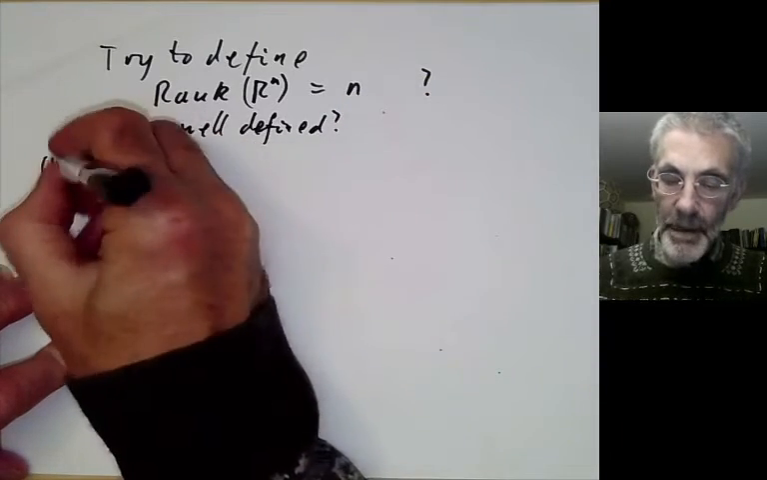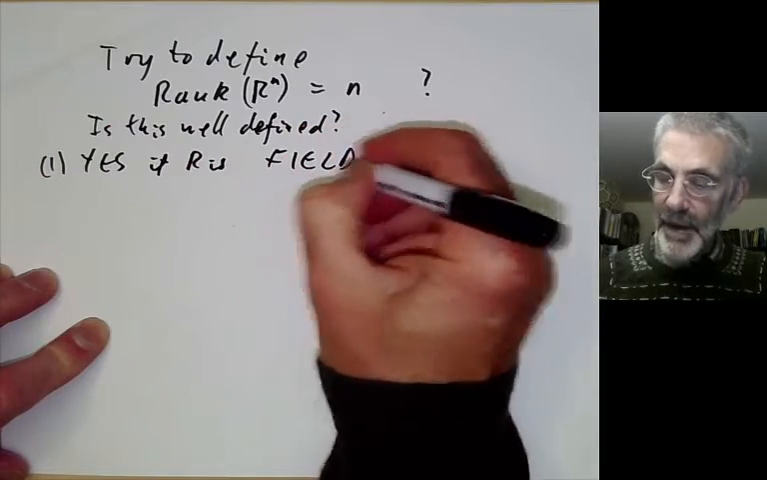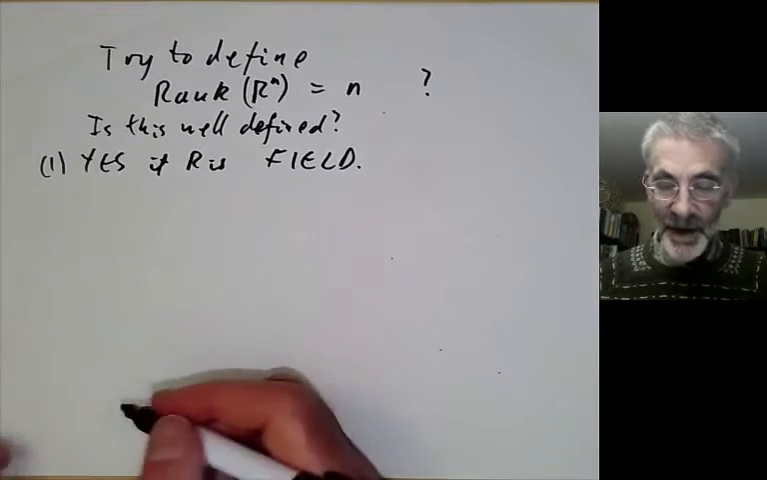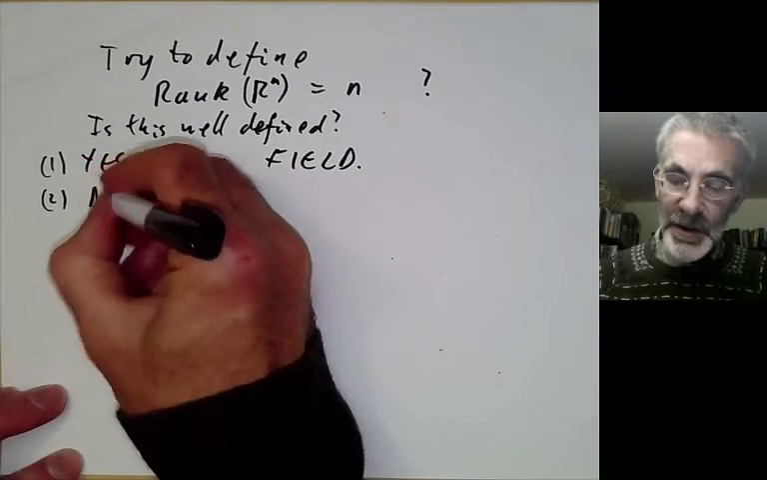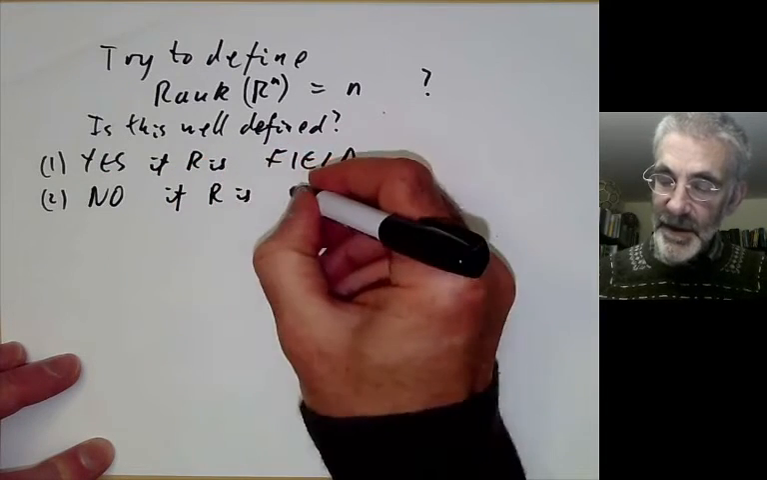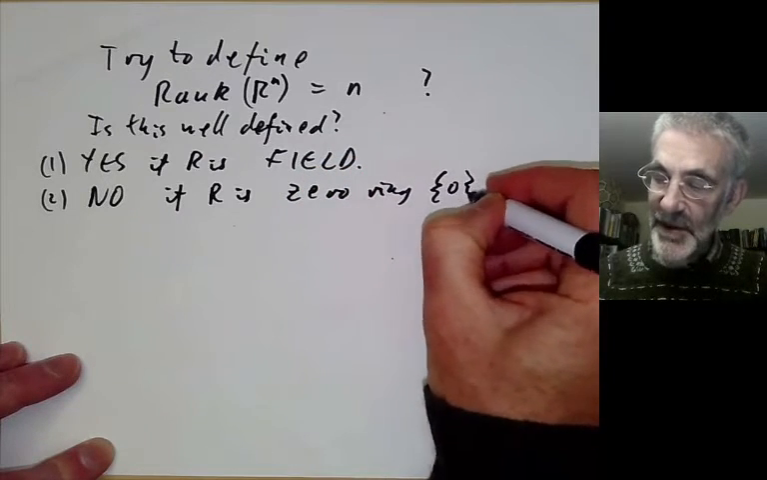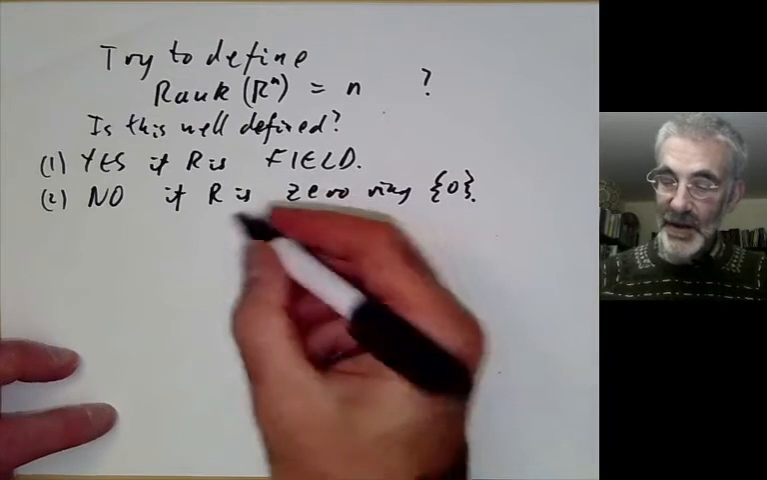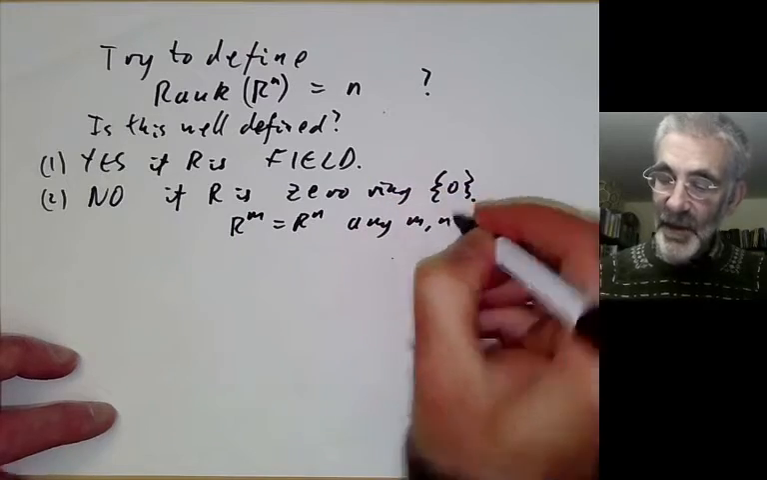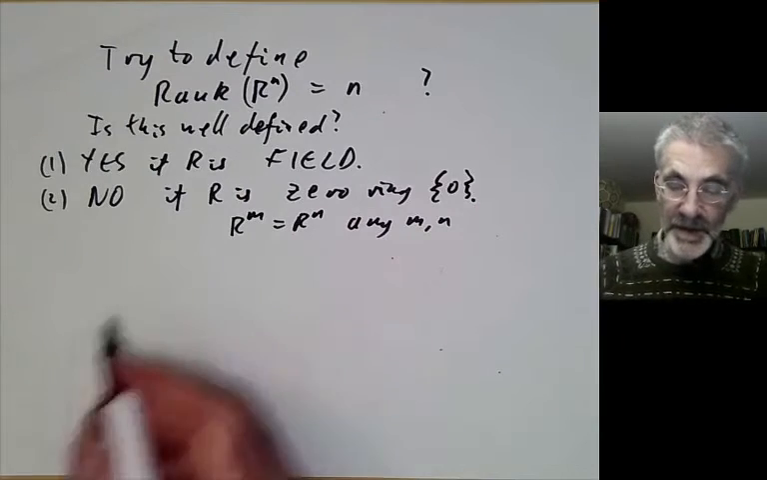Well, first of all, yes, if R is a field. We just saw this, that you see in linear algebra, the dimension of a vector space is well defined. You also notice that it's not, for stupid reasons in general, if R is the zero ring, with just one element consisting of 0. And then any module is 0, so R^m is equal to R^n for any m, n. And we see the rank isn't actually well defined because these two things are different.